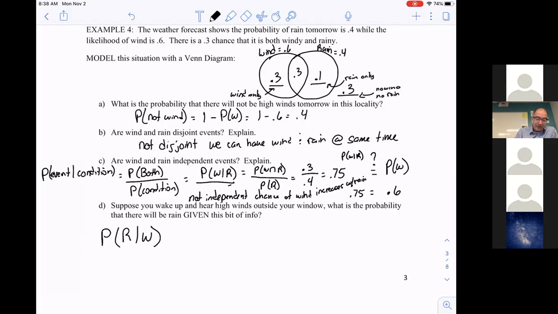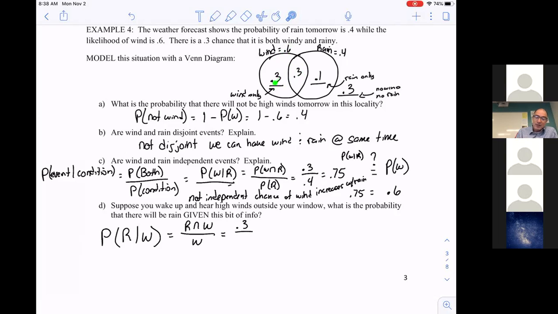So this is a very similar calculation, except now the condition is it's windy. Beforehand, we did the condition it was rainy. So now it's windy. We need rain and wind divided by wind. If we go to my Venn diagram, we have wind and rain, a 30% chance of that happening, divided by wind. Well, wind was 60%.